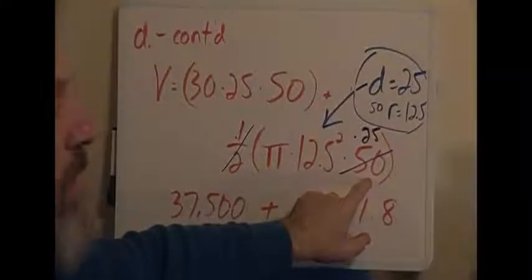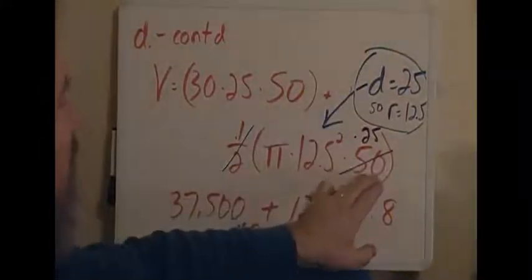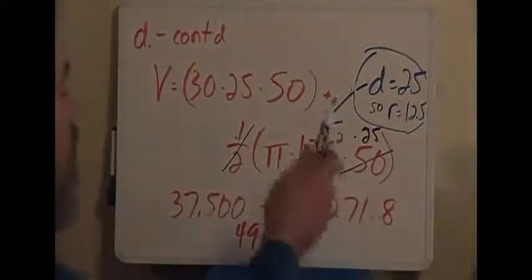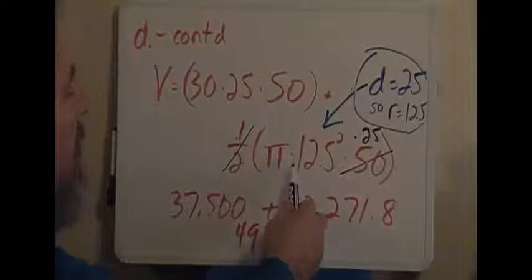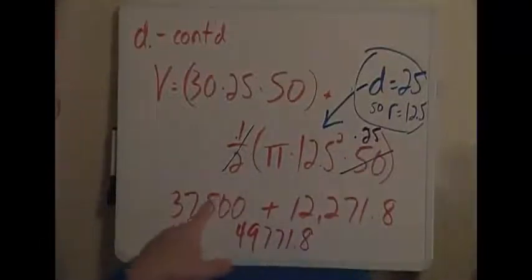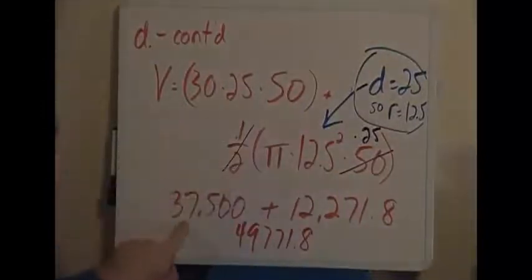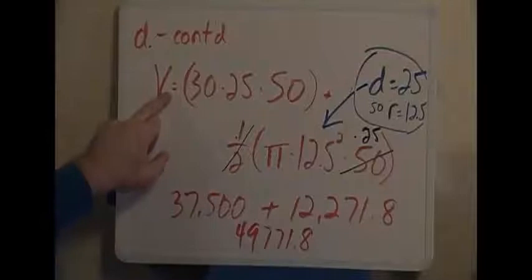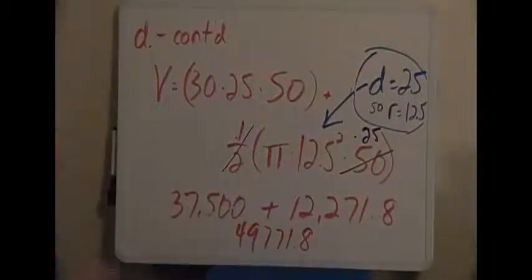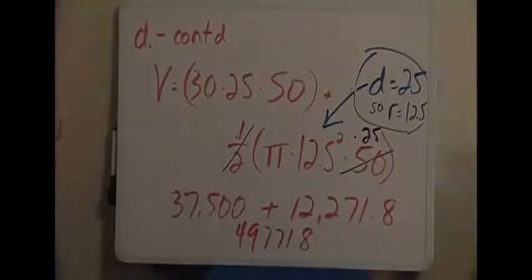Whenever you have an even number and you're multiplying by 1/2, I would just cut that one even number in half and make things easier to put in the calculator. Put in the calculator pi times 12.5 squared times 25, and we get these two volumes here. This here is 37,500 for the rectangle, and then for the semi-cylinder it's 12,271.8.